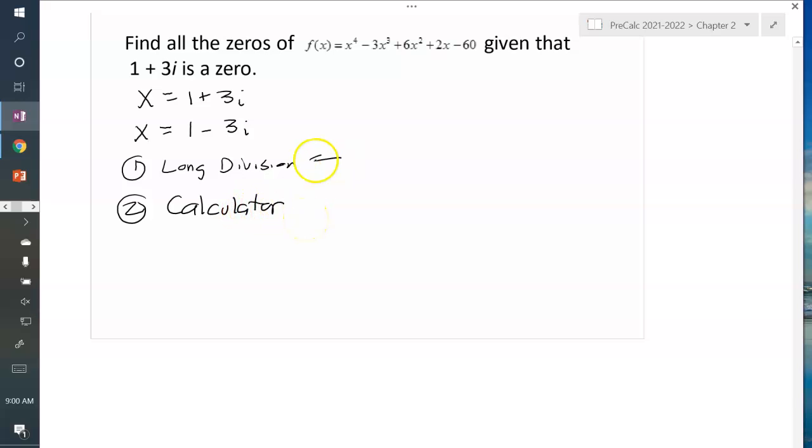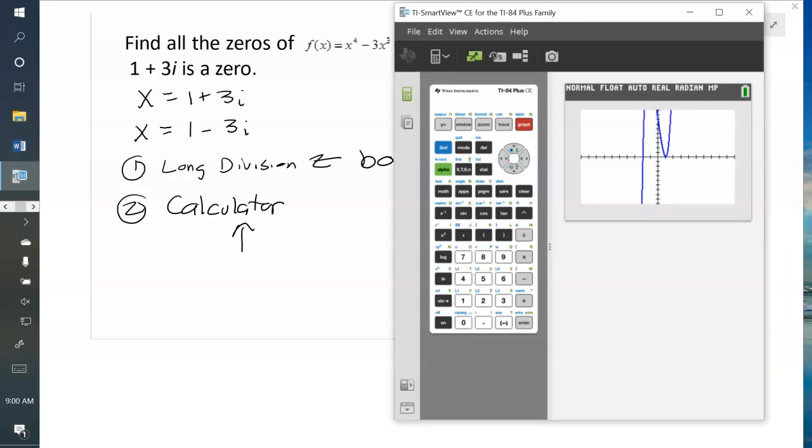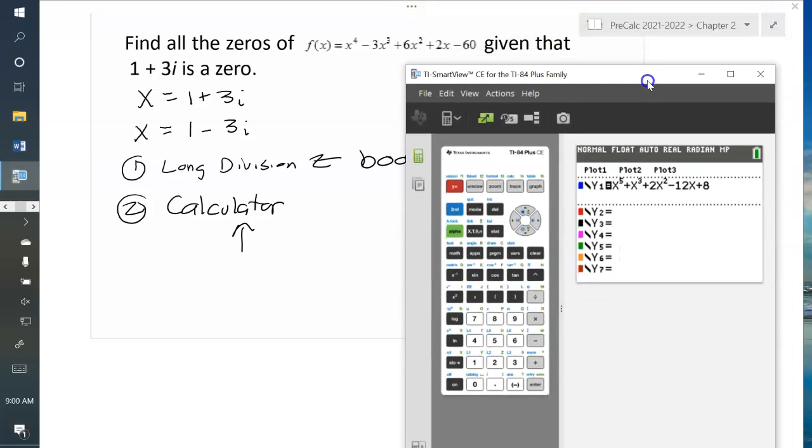The book does long division. This is the approach your book takes. Let's do it with our calculator, because that's going to be way faster. So grabbing our calculator, I'm going to graph this function, just like we did before, and I'm going to use that graph to get the real zeros. So I'm going to clear this out. We have x to the 4th minus 3x cubed plus 2x minus 60.